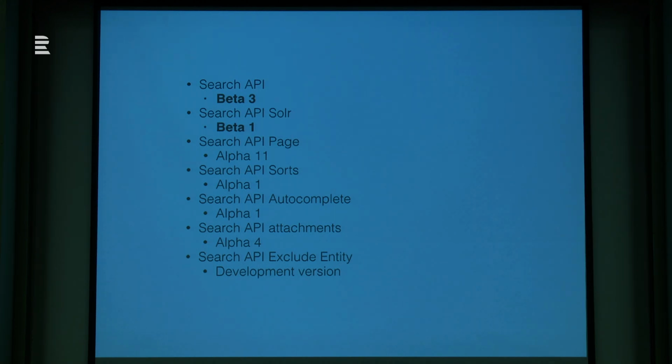Search API Pages is in a very usable state, but not in beta yet. Sorts is also usable. It works very well, but there's like 2 issues that we need to fix before we can go into beta, and no one has had the time or wanted to do it. Search API Autocomplete went into their first alpha this week or last week, very recently.